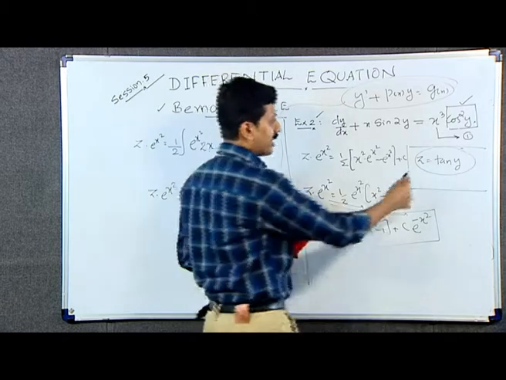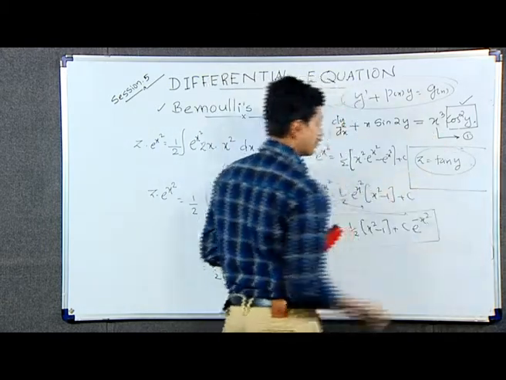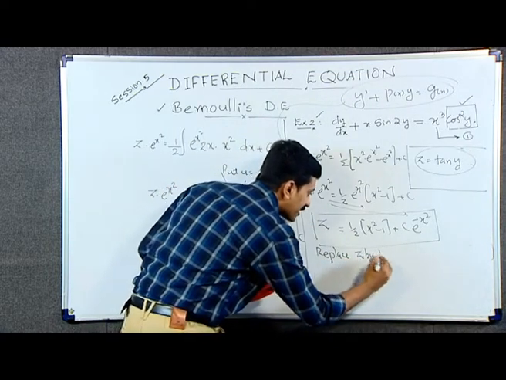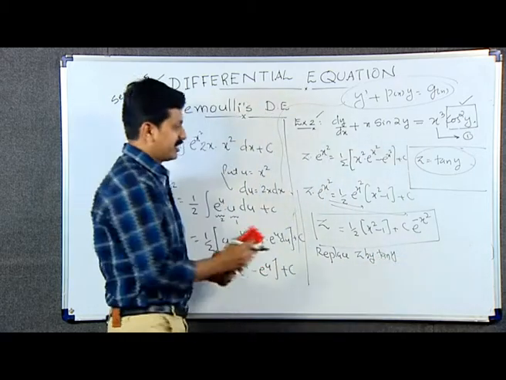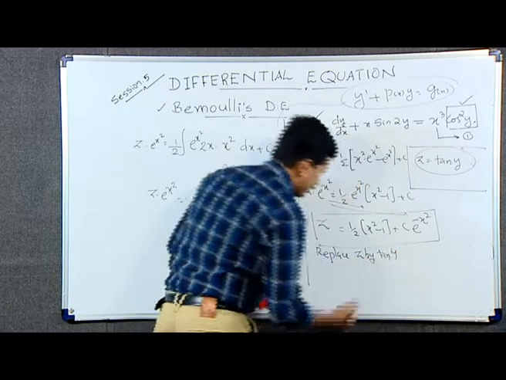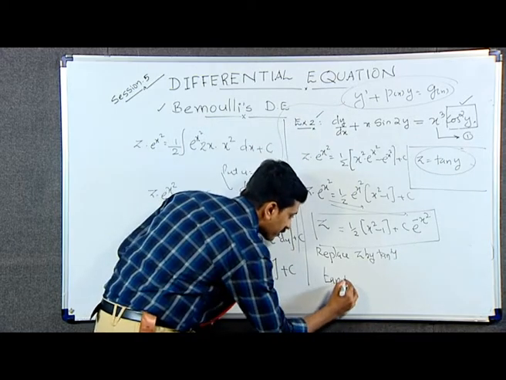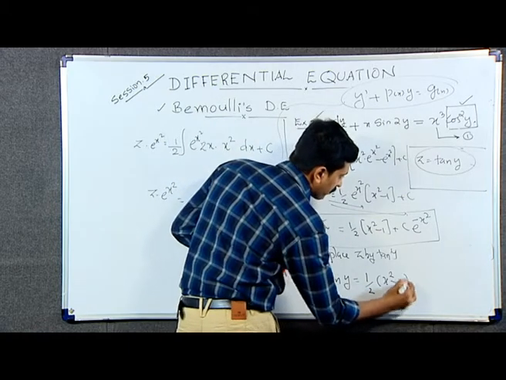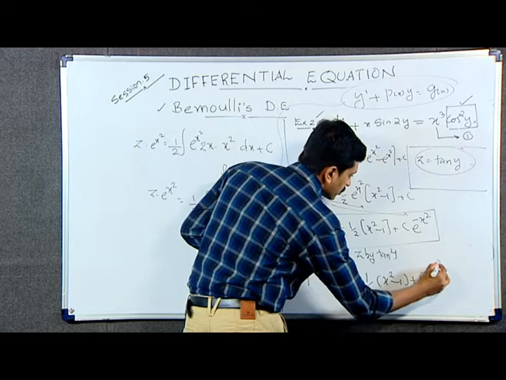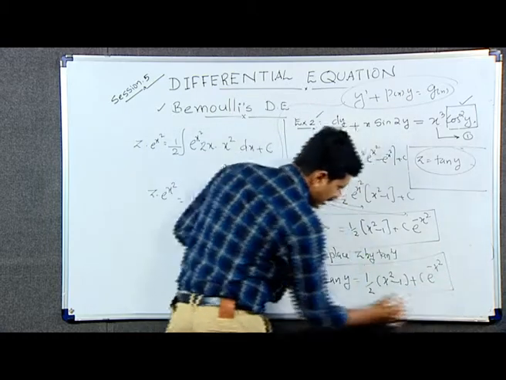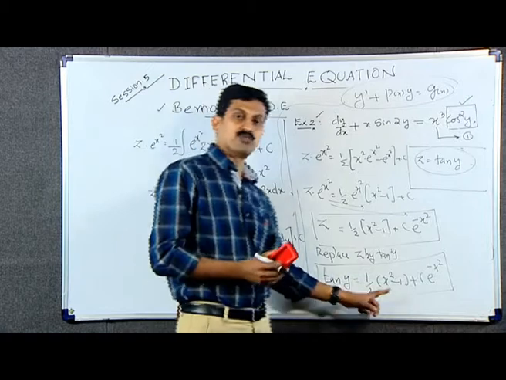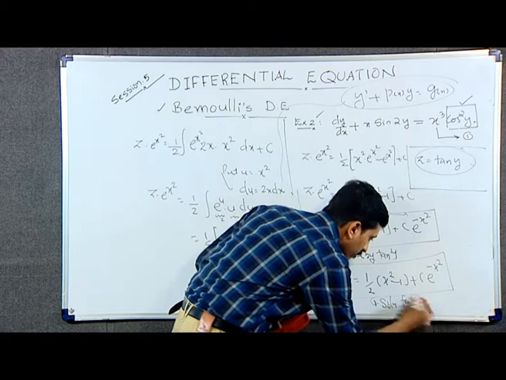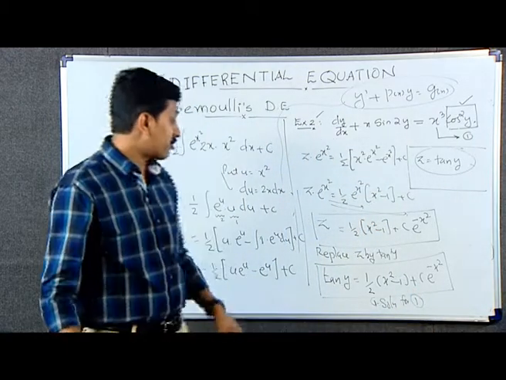Now we just replace z by tan y, this is our substitution. So tan y is equal to 1 by 2 into x square minus 1, plus c e raised to minus x square. This is the general solution for the ordinary differential equation 1, that is our BDE.